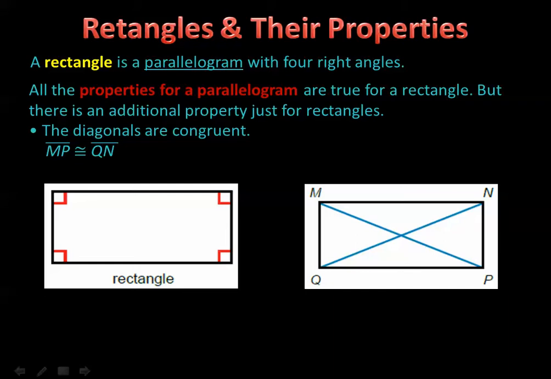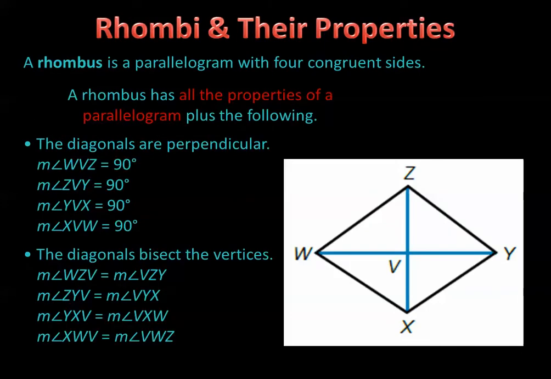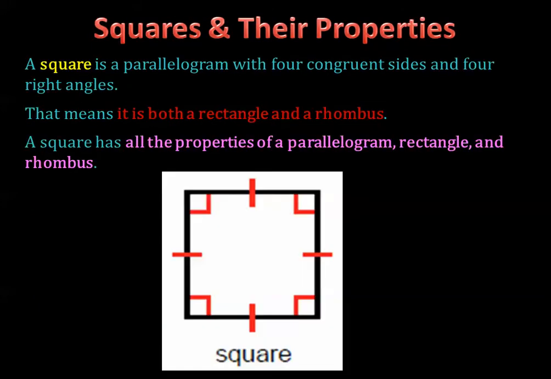Remember, rectangles have all the properties of a parallelogram, plus their diagonals are congruent. Rhombi have all the properties of a parallelogram, plus the diagonals are perpendicular and the diagonals will bisect the vertices. And a square is a parallelogram with 4 congruent sides and 4 right angles. That means it is both a rectangle and a rhombus, which means that it's going to have all the properties of a parallelogram, a rectangle, and a rhombus.